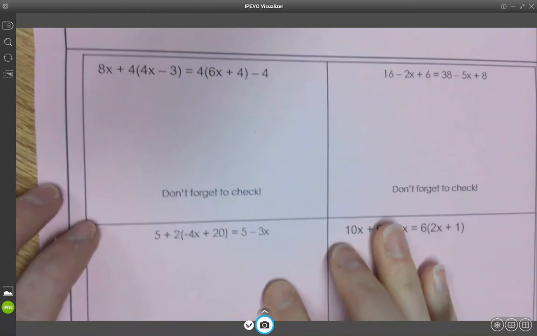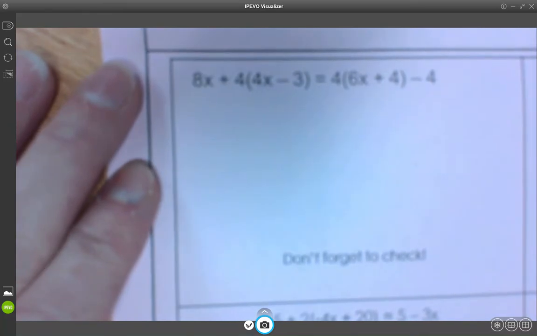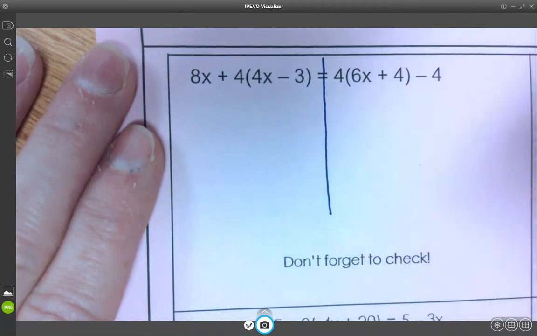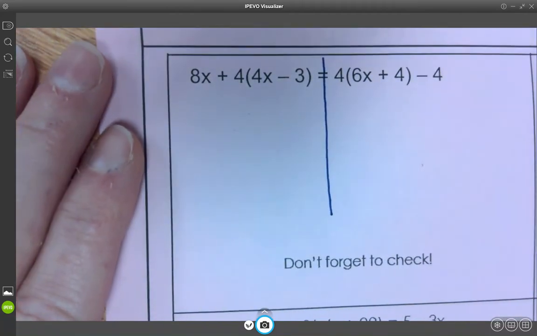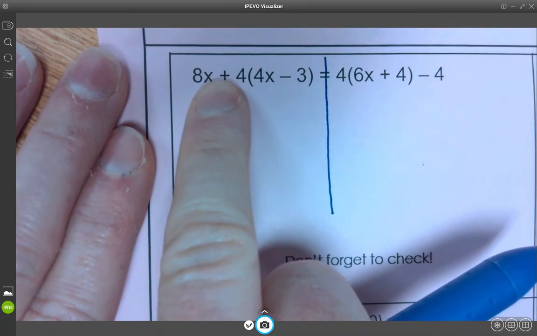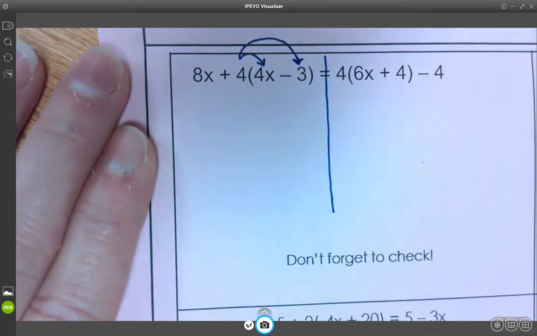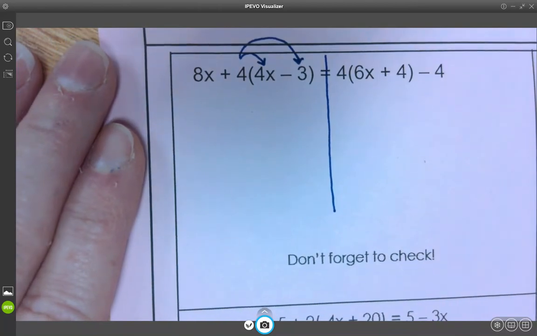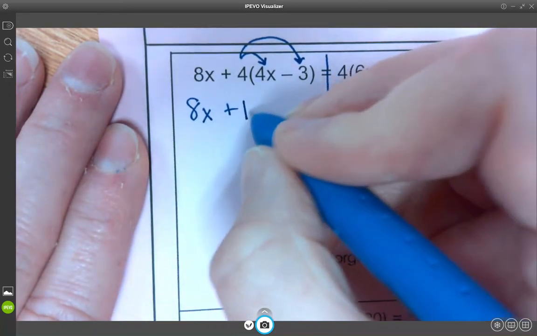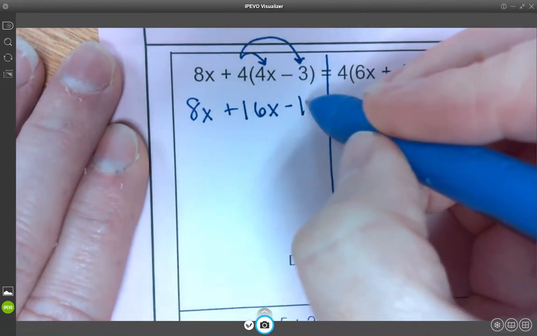So let's go to our 4 examples down here. We'll start with the one on the left. Step 1, draw your line down your equal sign. We're going to distribute. So let's look on the left side. There's a parentheses. In front of the parentheses is a positive 4. So we're going to distribute the positive 4. So we have 8x plus 4 times 4, 16x. 4 times a negative 3 is a negative 12.